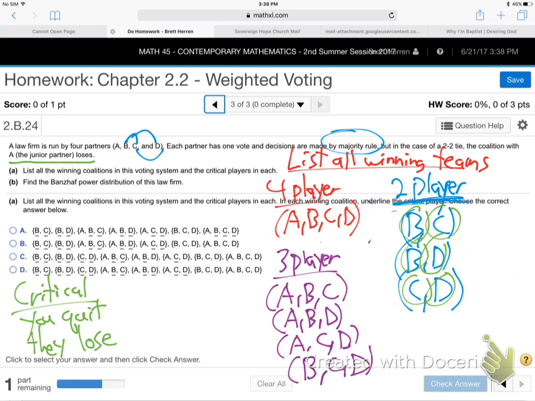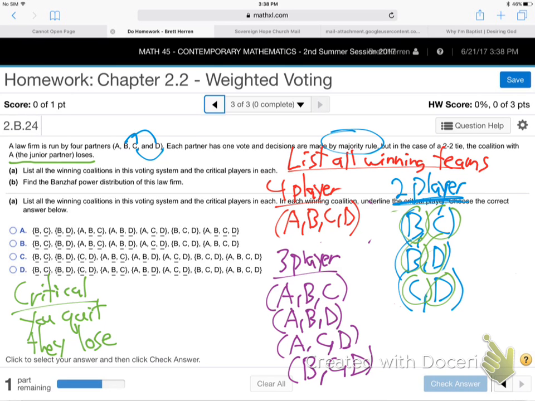So let's just start with the A, B, C team. If A quits, does the B, C team lose? No. B, C is two people who want to do something, so that must mean the other two don't. So it's a 2-2 tie, and they don't have A, so they win in a 2-2 tie. So A is not critical here.